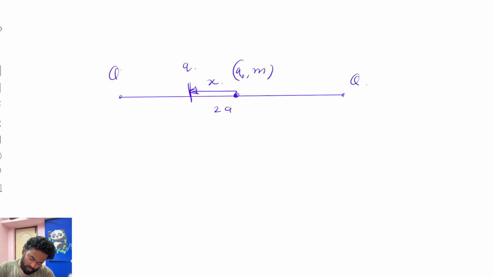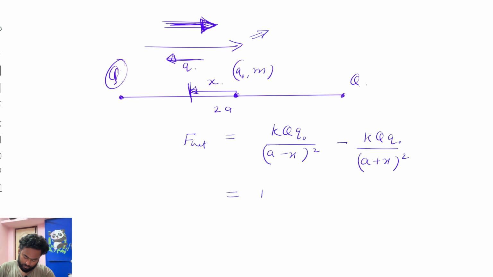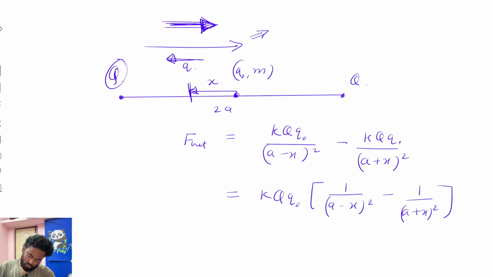The left one will push it toward the right, and the right one will push it toward the left, but the net force will be towards the right side. This one will be more, so F net will be towards the right. F net will be how much? k capital Q small q naught over distance a minus x whole square, minus k q naught over a plus x whole square. So k q naught times [1 upon (a minus x) whole square minus 1 upon (a plus x) whole square].